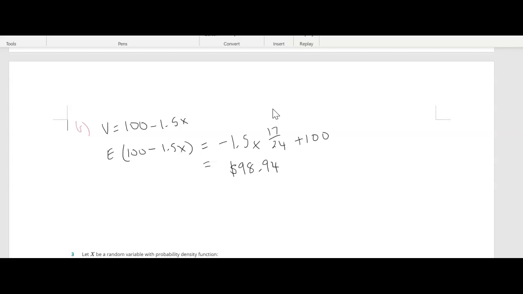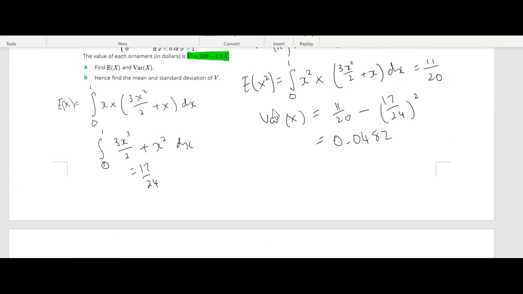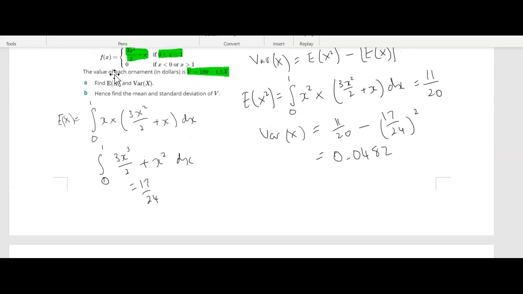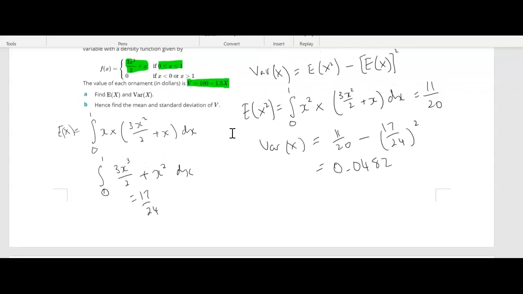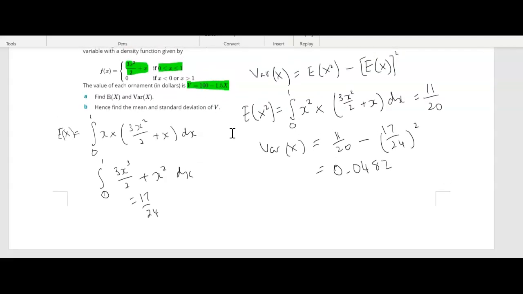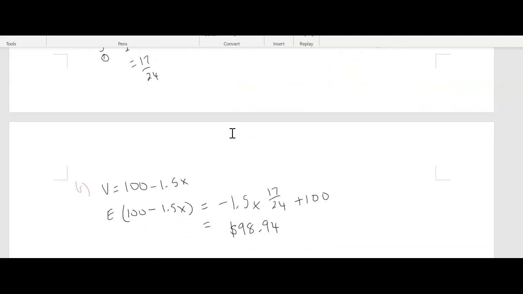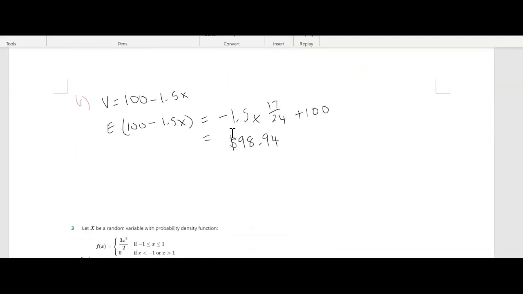All right, and then what was the other thing? So that's your expected value, so your mean value of each ornament, basically. And then what do we have to do? Standard deviation. All right, so to get your standard deviation, you do need to find your variance. So we're finding the variance of 100 minus 1.5x.